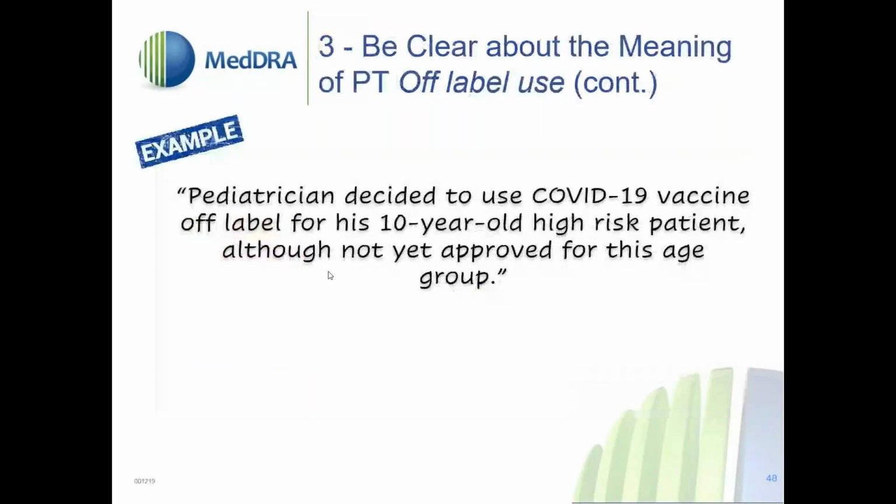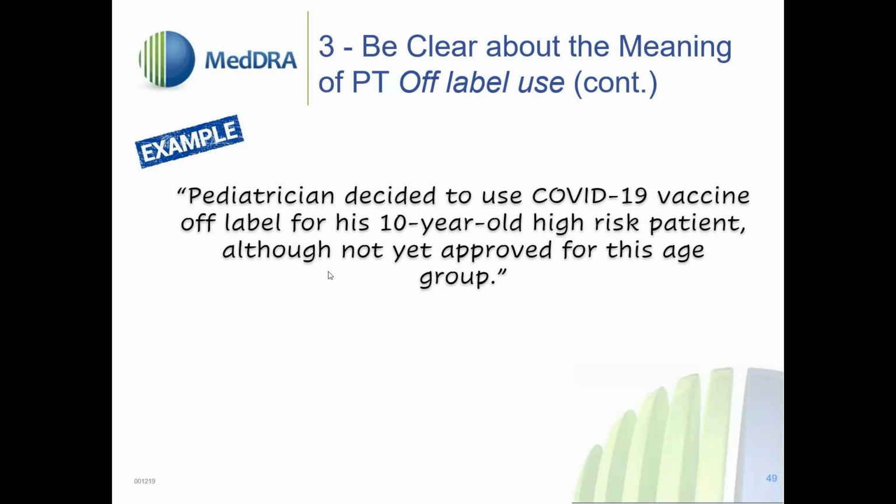Let us look at an example. It is reported that a pediatrician decided to use COVID-19 vaccine off-label for his 10-year-old high-risk patient, although not yet approved for this age group. Does this verbatim fulfill the criteria for classification as off-label use? And is off-label use explicitly mentioned?